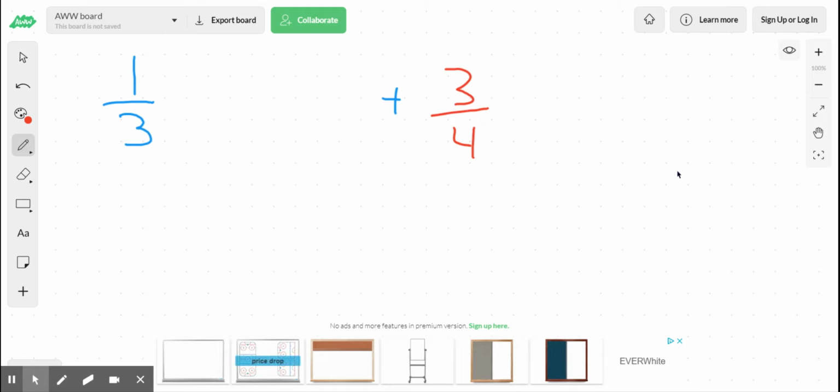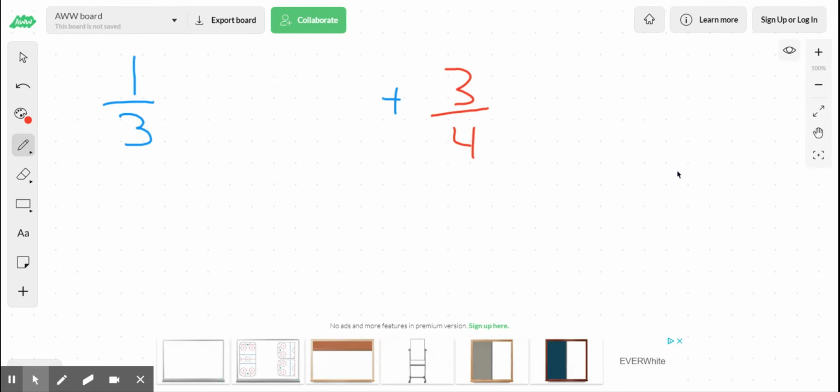First thing we need to look at is the denominator and realize that those are not common denominators. They're not the same size pieces of the whole. So we will not be able to add those straight out. We will need to find an equivalent fraction. So here's how we do that.